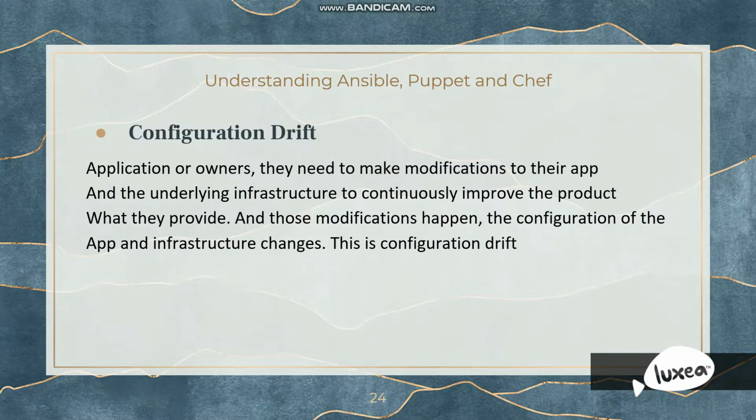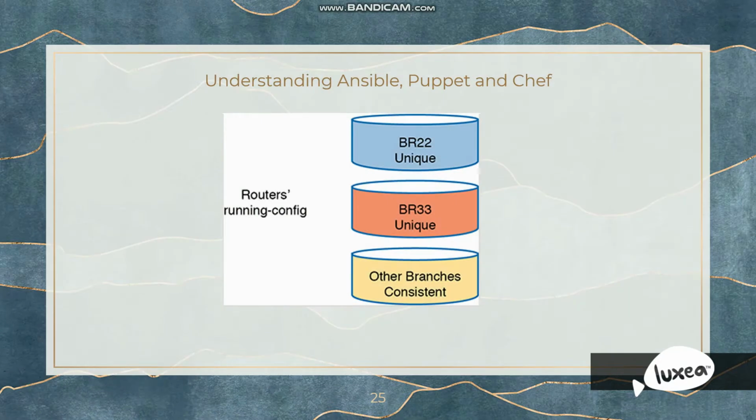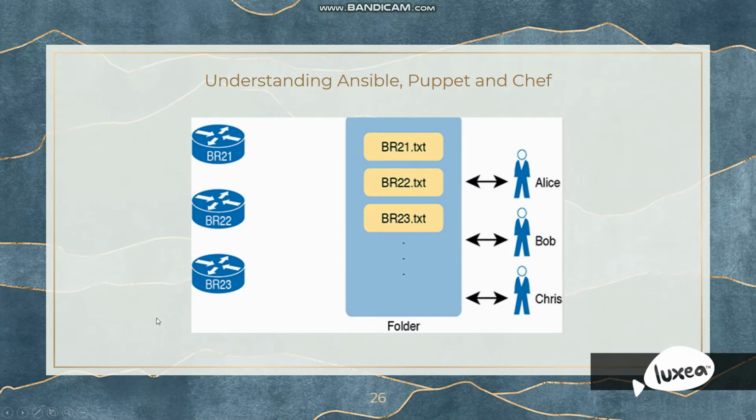And when those modifications happen, the configuration of the app and infrastructure changes. This is configuration drift. So this is configuration drift in branch routers. This is just a simple idea. We see 2 branch routers having different configuration than other branches. So we put the Alice, Bob, Hi, and Chris files into the folder, and this configuration file exists on each device. And now it seems like it exists on a centralized server too, because it's in the middle.